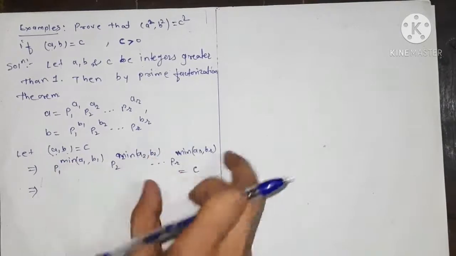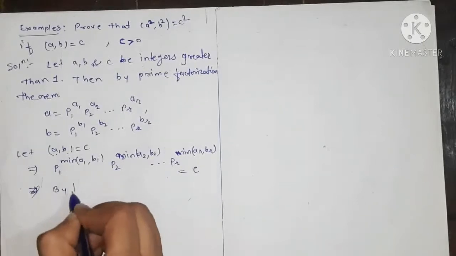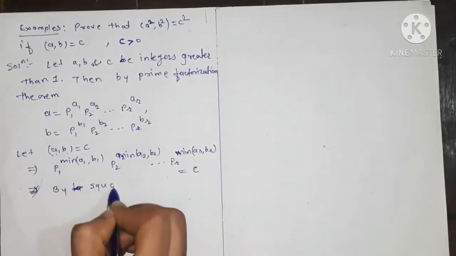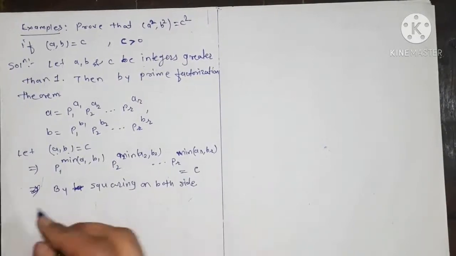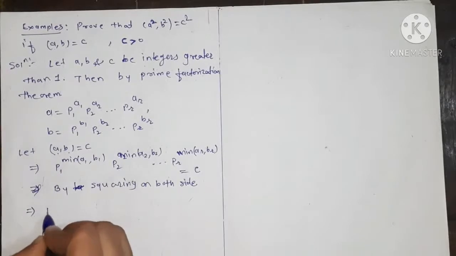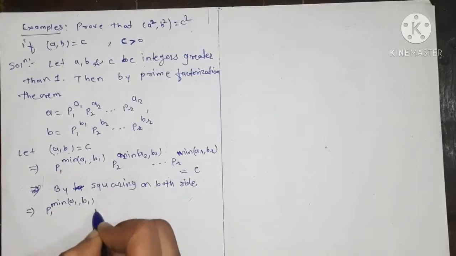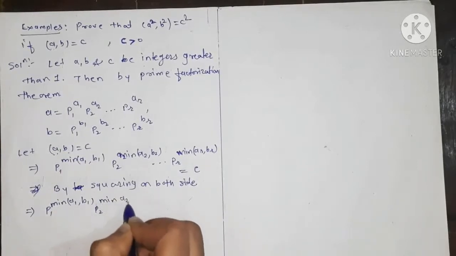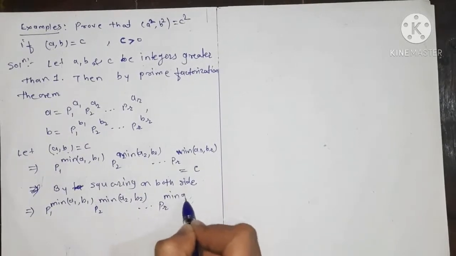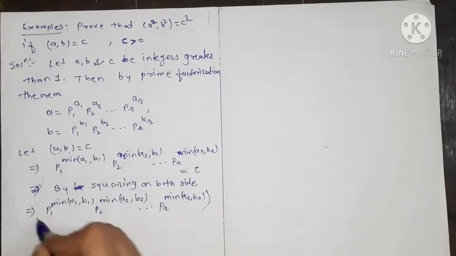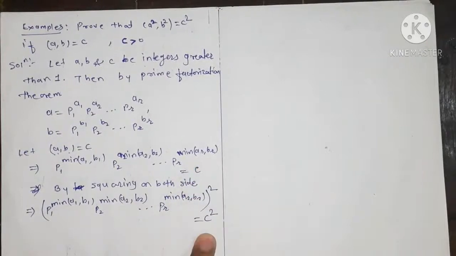Now we take the square of both sides. So by squaring on both sides, we get that p1 to the power minimum of a1 comma b1, p2 to the power minimum of a2 comma b2, and so on, pr to the power minimum of ar comma br, the square of all these primes, is equal to c square, right?